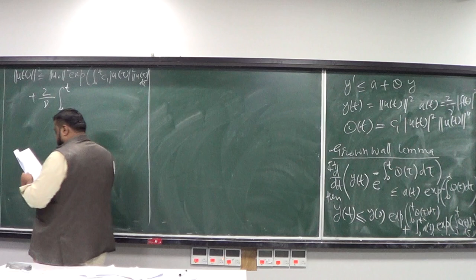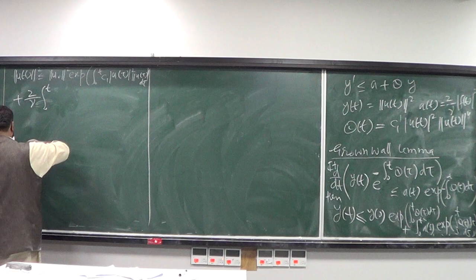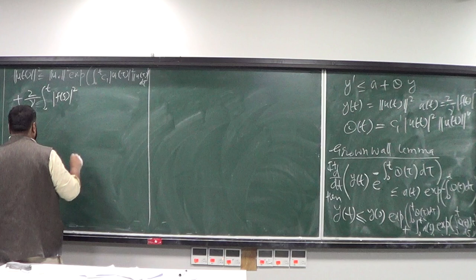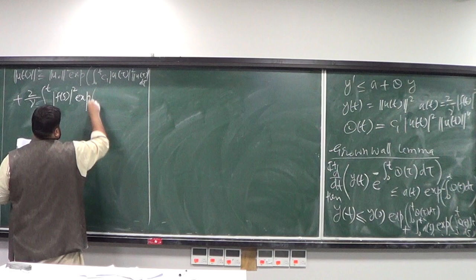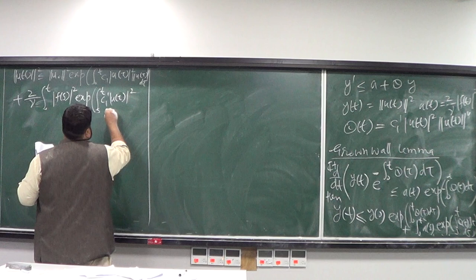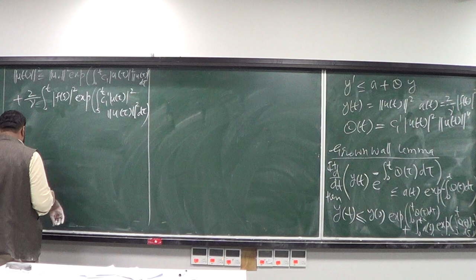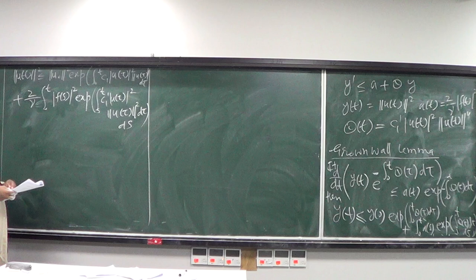So I'm going to get 2 over nu, 0 to t, f of s squared, times the exponential of the integral from s to t, in which I have c1 prime, norm of u of tau squared times norm of u of tau squared d tau. Let me remind you, this norm is the H norm and this norm is the V norm. And everything ds. So this is the estimate that we get.